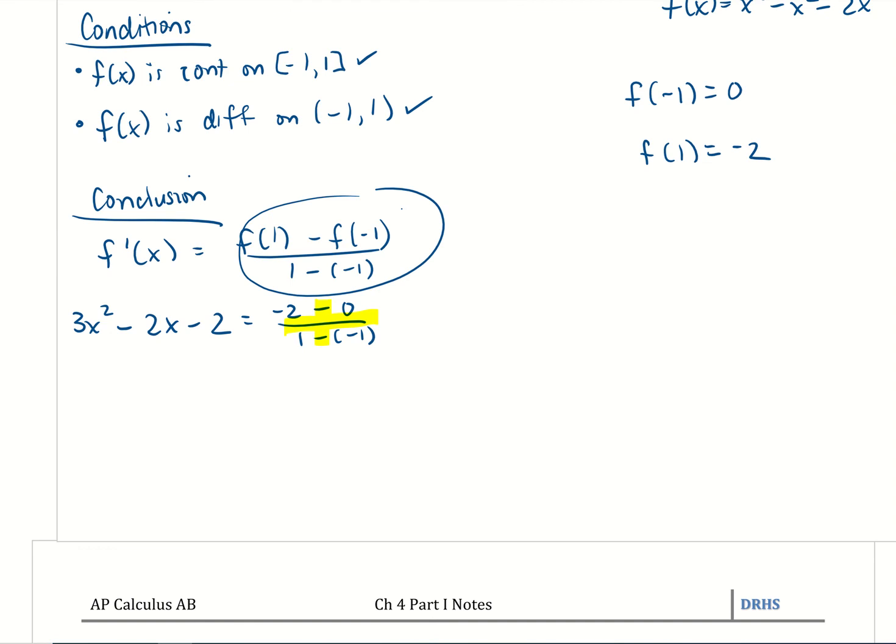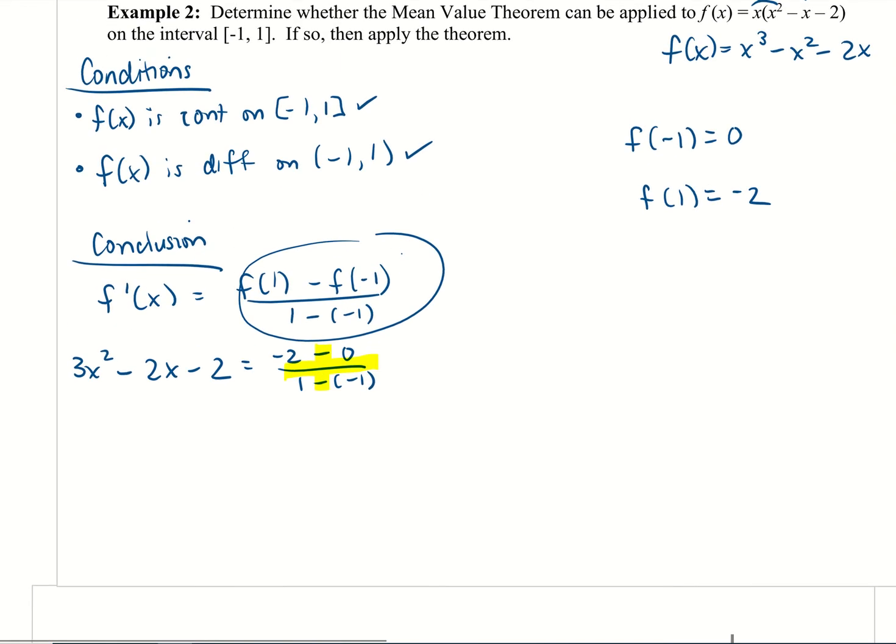Or is it 1? I wonder if I plugged this in right. Hang on just a second. 1 minus 1 minus 2. I think I got it right. I'm just checking with my other work. Hang on just a second. Oh yeah, it looks good.